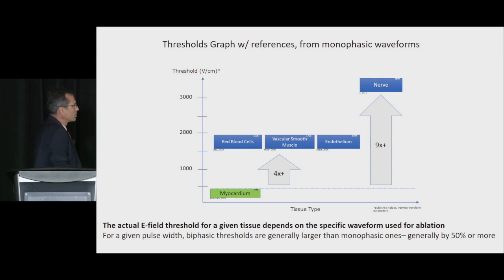It's also important to remember that for a given pulse width, biphasic thresholds are generally larger than monophasic ones, generally by 50% or more. It means that if you want to use biphasic, which has a lot of advantages, you have to increase the voltage to compensate for that.